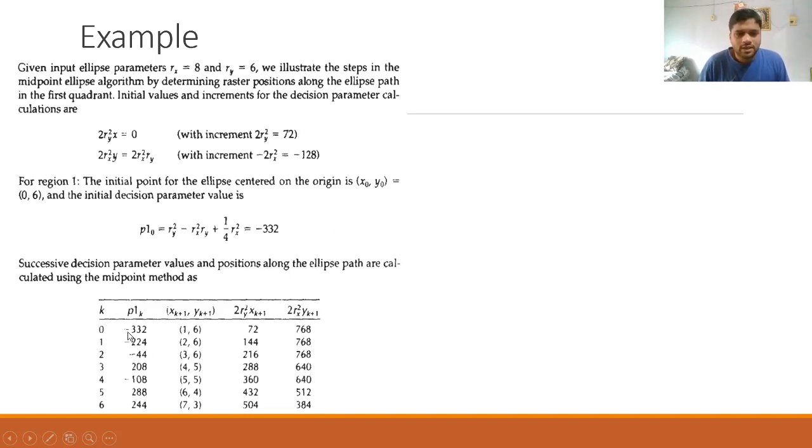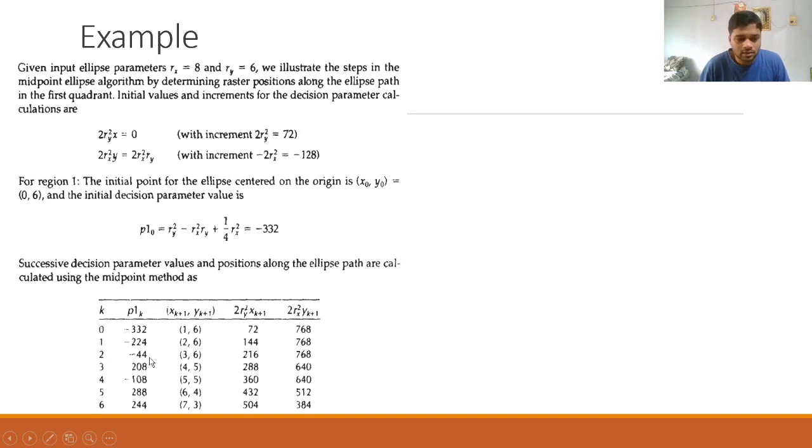So we find the decision parameter based on the sign. The sign is negative, so we increment x, but we do not decrement y. Again we check the next decision parameter and its sign. Again the sign is negative, so we only increment x and do not decrement y. We continue this further.